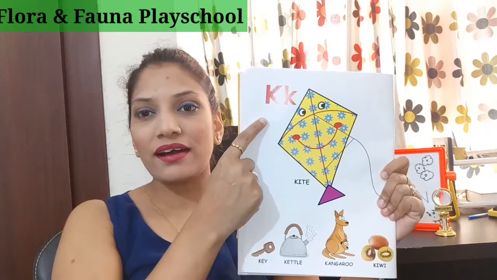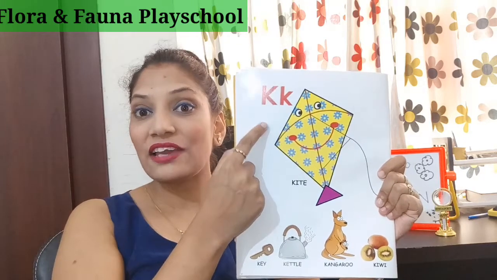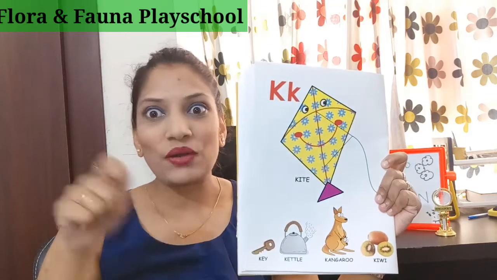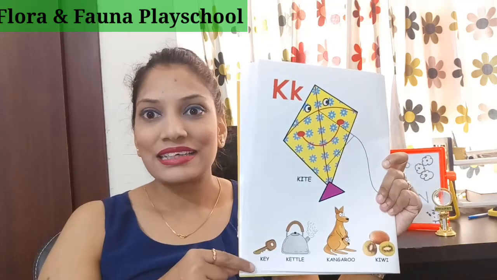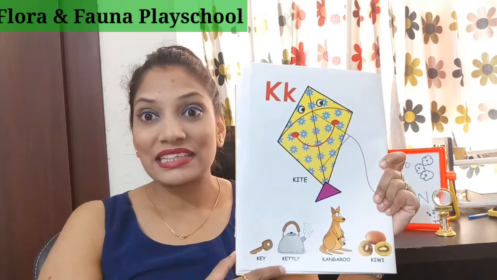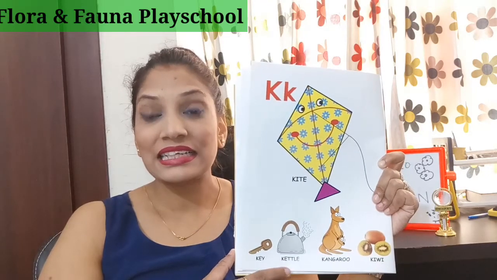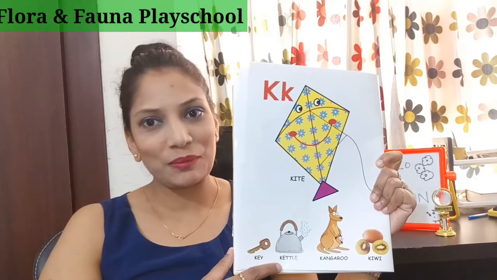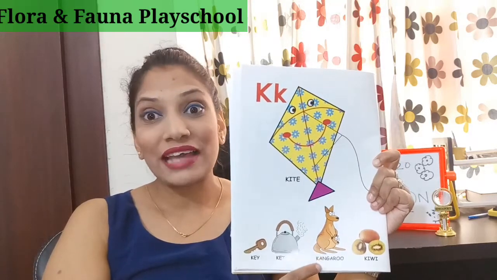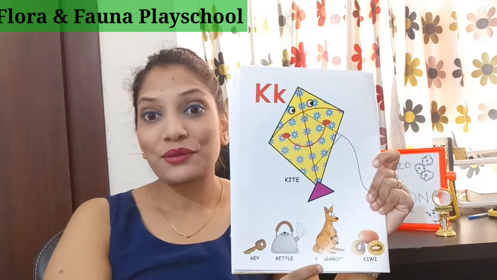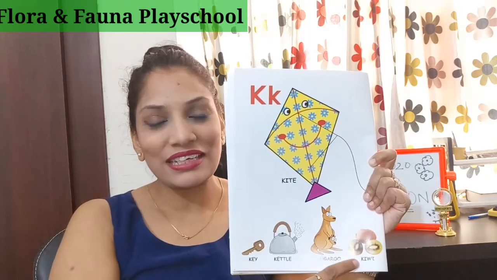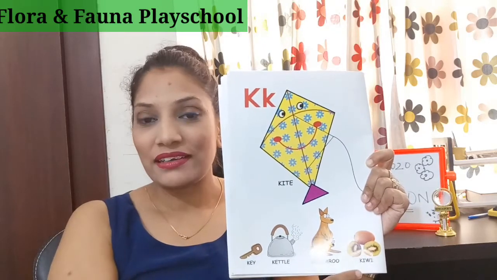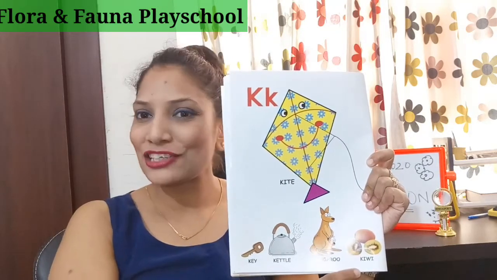K का साउंड क. K for kite. K for key. K for kettle. केटल में चाय को रखी जाती है जिससे कि चाय गर्म रहती है. K for kangaroo. K for kiwi. आपका होमवर्क है ये पता करना कि कीवी किस कंट्री का नेशनल फ्रूट है.